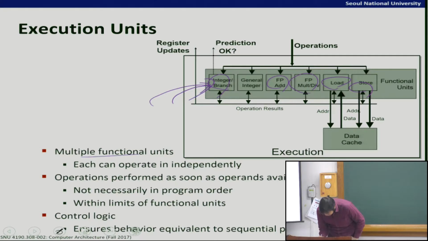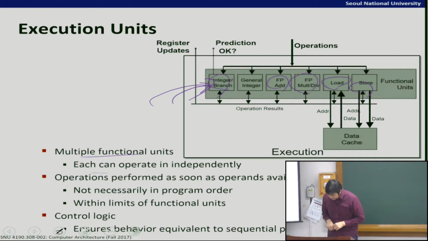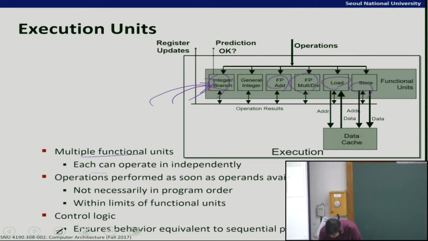So there are multiple functional units, and each can operate independently. If you have an add instruction and a load instruction, then they run in parallel. Okay, so that's basically the idea. And operations are performed as soon as operands are available. As I said, this is out of order execution.